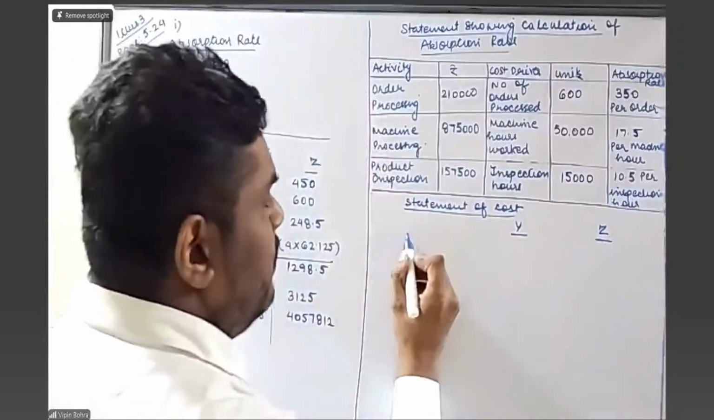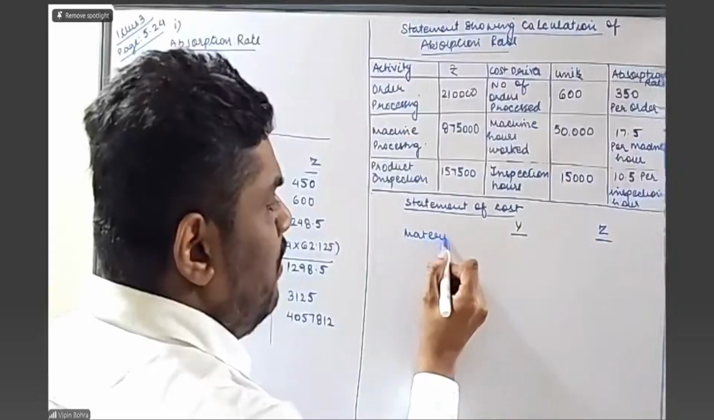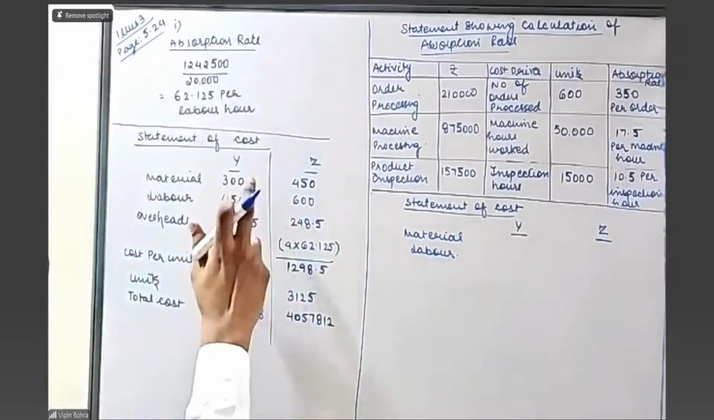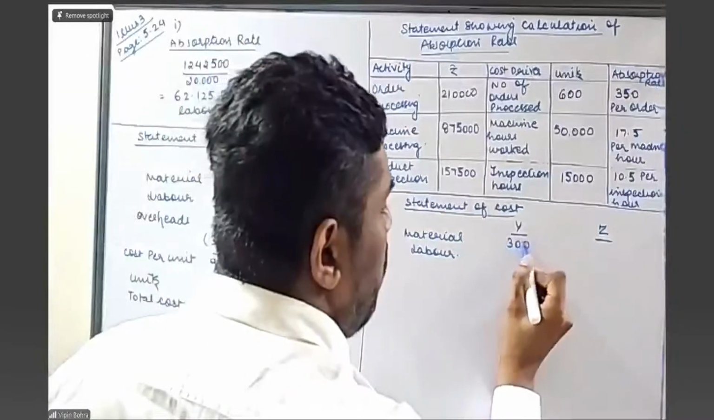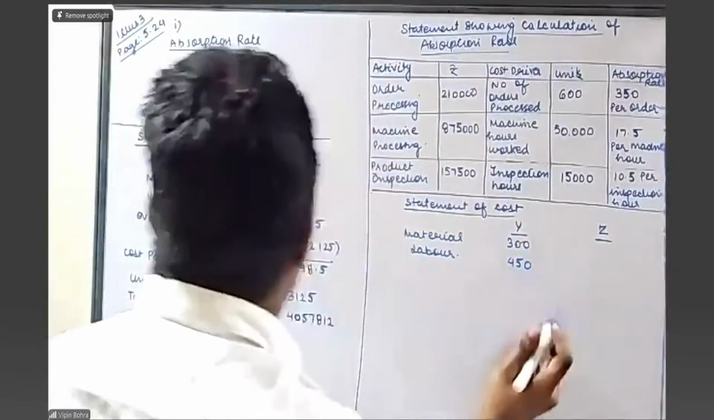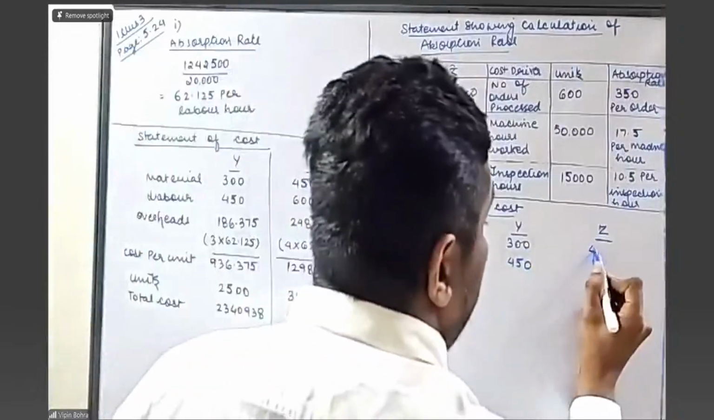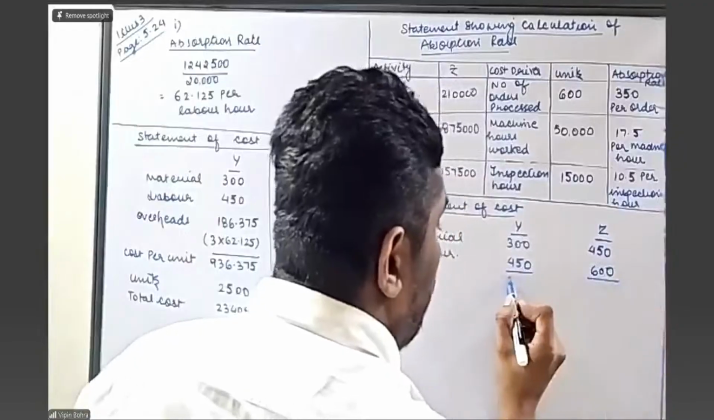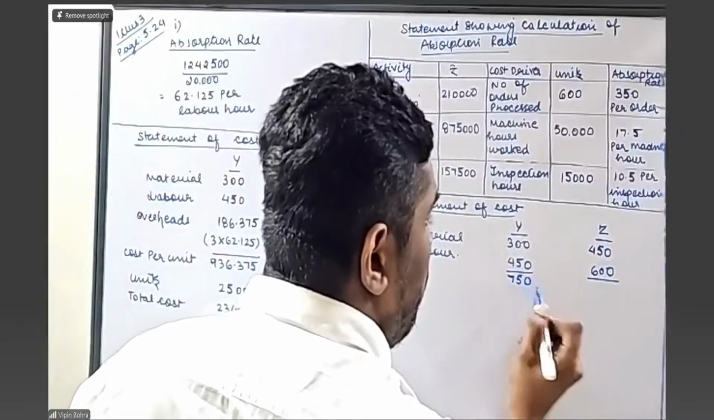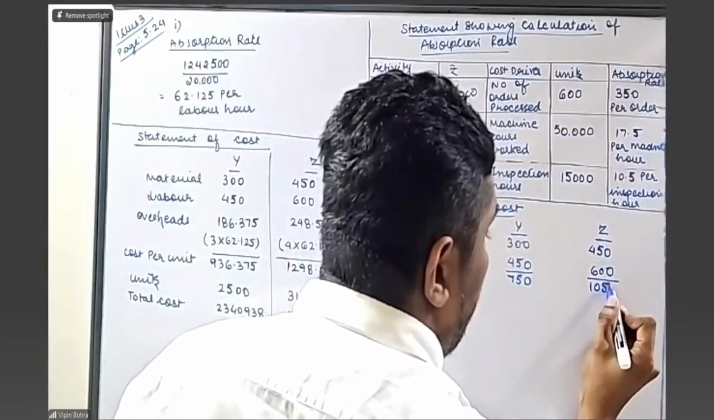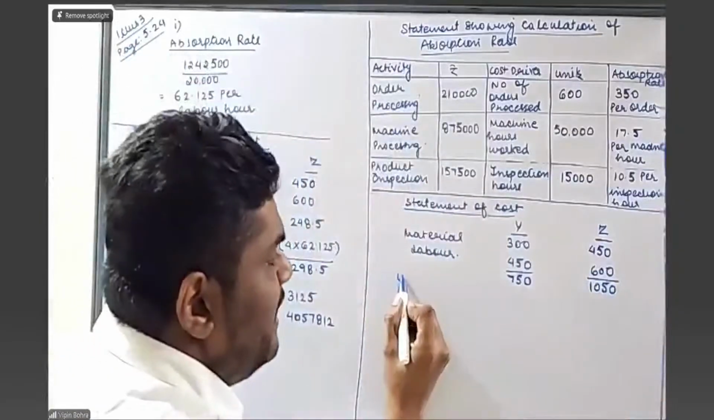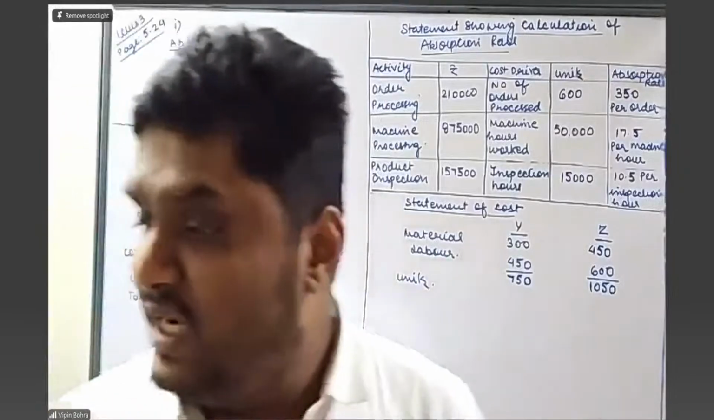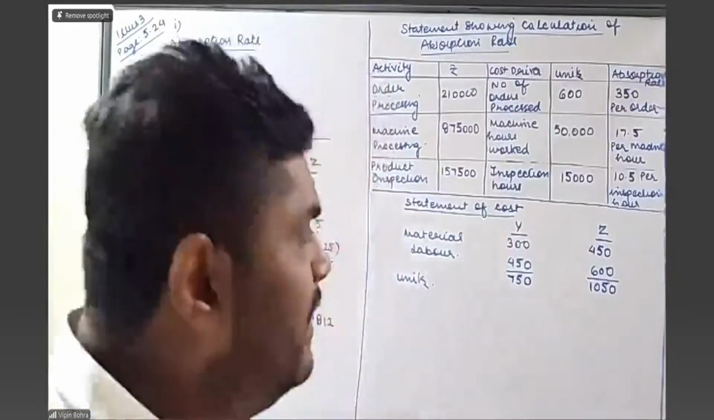So let's start. When talking about material and labor, it is 300 and 450, and 450 and 600. If we multiply it by units, we will get the total of material and labor. The number of units are given in the question, 2,500 and 3,125 units.